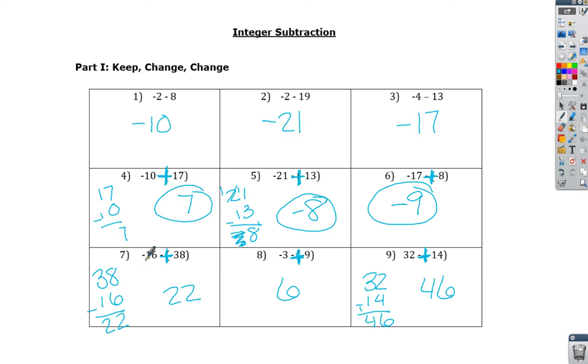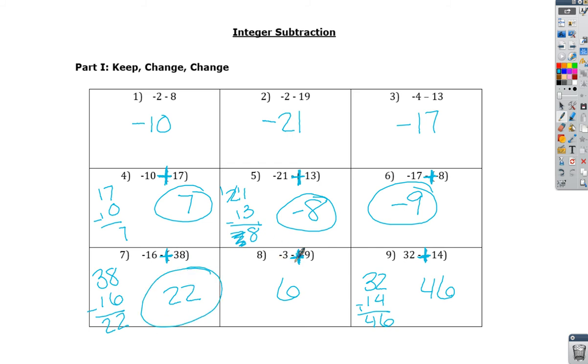Okay, so we have -16 minus -38, which when we subtract a negative number, it turns it into addition. So we have 38 minus 16 now. Our answer is 22. And then we look at the sign of our larger number, which is 38, so our answer is a positive 22.